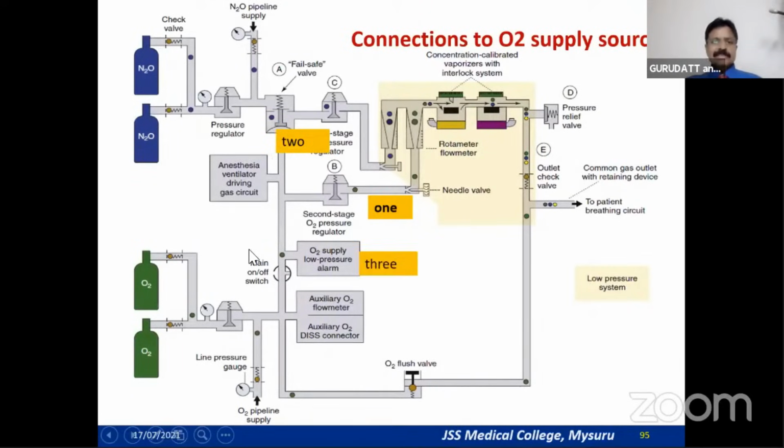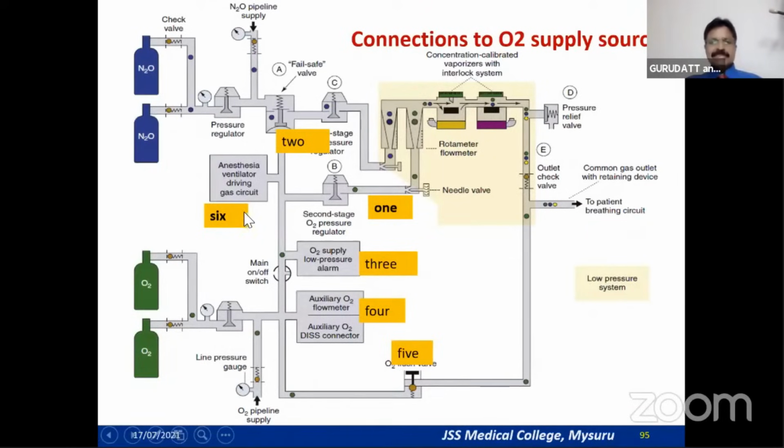The third connection is to the oxygen supply failure alarms. The fourth is to the auxiliary oxygen flow meter. The fifth is to the oxygen flush, and the sixth is the anesthesia ventilator driving gas. Because in GE machines you have bellows type of ventilators. For bellows type of ventilators you require a driving gas, and the driving gas is always oxygen.